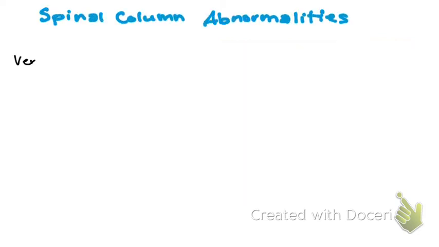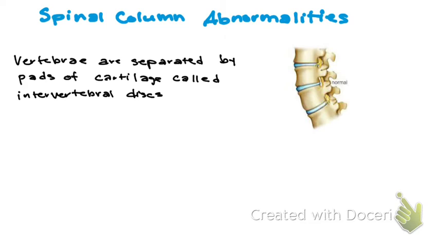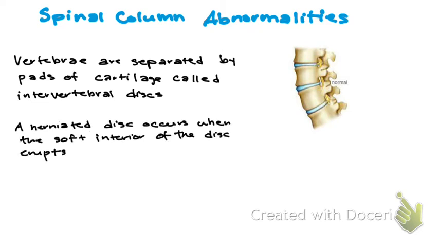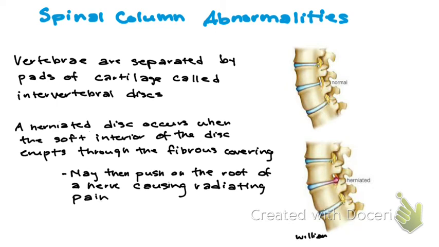So now let's cover some abnormalities of the spinal column. Vertebrae are separated by pads of cartilage called the intervertebral discs. So these are like the blue areas in this diagram. A herniated disc occurs when the soft interior of the disc erupts through the fibrous covering around the disc. The herniated disc may then push on the root of a nerve, causing pain which radiates. So this would be shooting electricity-like pain down the leg, down the arm. Sciatica is an example of a herniated disc pushing on a nerve root.